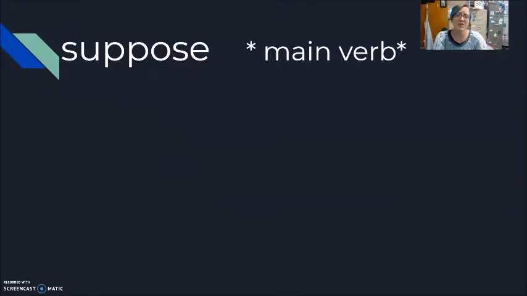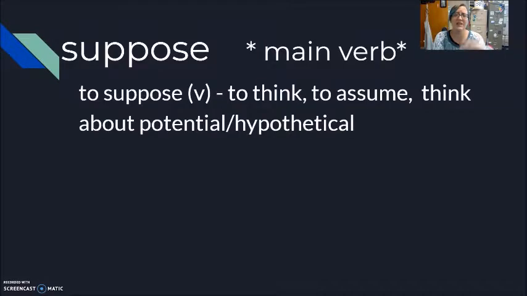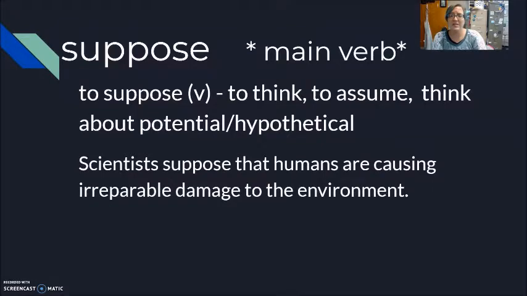Remember that suppose as a verb has a feeling of think, assume. It could be think about the potential, think about a hypothetical, a possible situation. Some examples: scientists suppose that humans are causing irreparable damage to the environment. Let's suppose that. This is a very common way to say let us. Let us make a hypothetical. Let us make a possible situation.